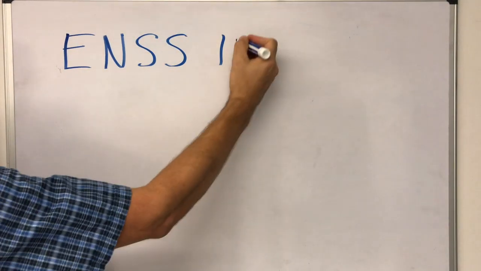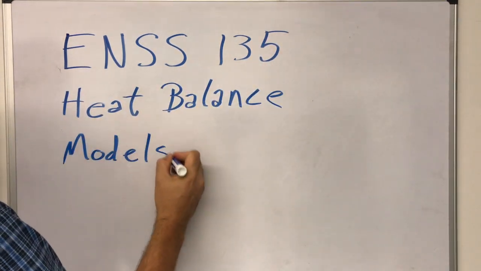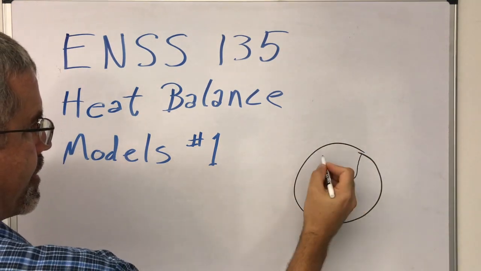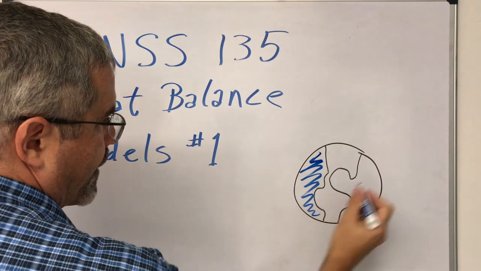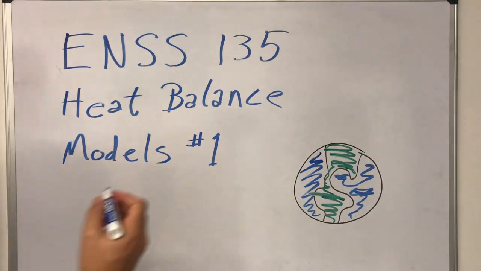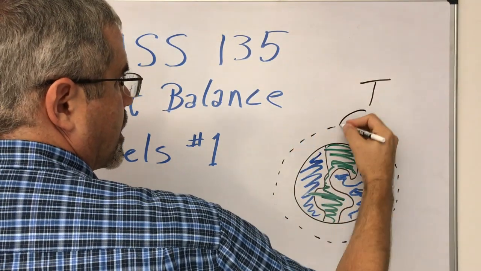In the last video, we learned how you can use the Stefan-Boltzmann law to calculate the temperature of an object if you know the amount of energy that an object is radiating. Now we're going to use that information to think a little bit about how the greenhouse effect might work. To do that, we're going to create a simple model of the heat balance of the Earth and then slowly add complexity to that model to bring it more in line with reality.